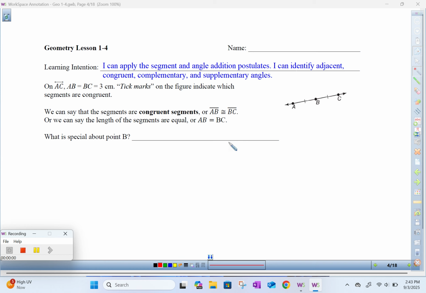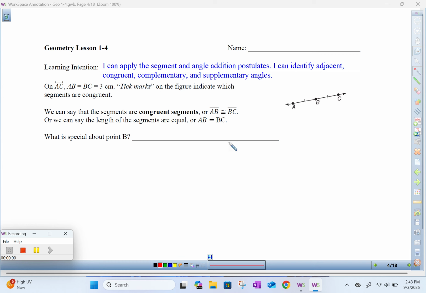All right, Geometry 1-4, we're going to talk about segment and angle addition postulates. So our learning intention is being able to apply the segment and angle addition postulates, but also identify some special types of angles, like adjacent angles, congruent angles, complementary, and supplementary. Hopefully a couple of those words are familiar to you, but we're going to talk about each one and look at some examples. So to start with, we're going to see a little bit today that is review from classes ago, but we're going to really firm up some of those ideas and then add in a little bit new as well.